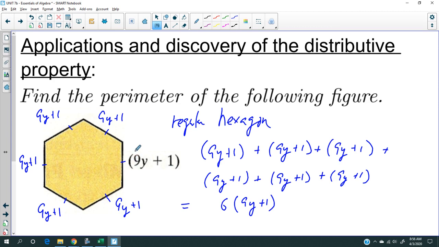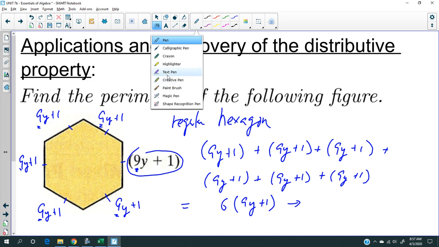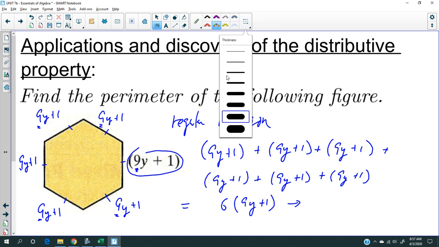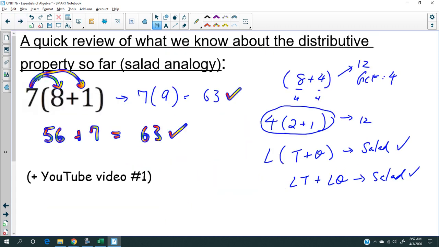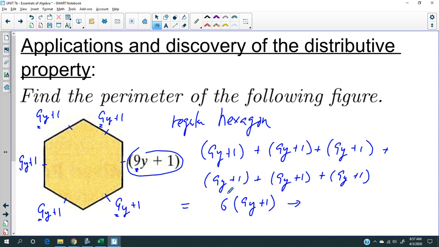Imagine if each of these sides were just 9. You would do 9 times 6. You wouldn't do 9 plus 9 plus 9 plus 9 plus 9 plus 9. You would just do 9 times 6. Likewise, now that the actual length of the side is 9y plus 1, you can just do 6 times that. So that brings us to this. How do you do this? Double rainbow method. You just multiply. Like in the video that you watched, you do the double rainbow here.